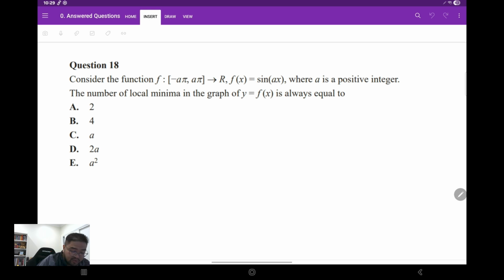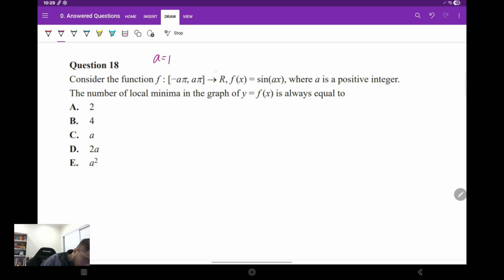Now, there's two ways to approach this question. The first way, I'm going to show you what this question actually means. And the second way is a more efficient way of working this one out. So with this question here, let's pretend a equals 1. For a equals 1, what will happen?